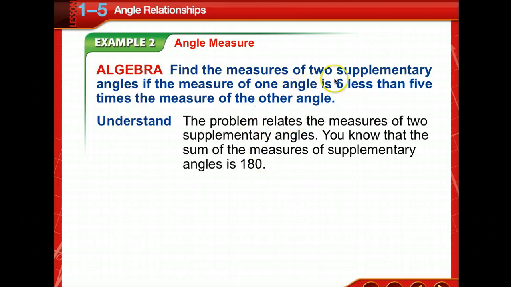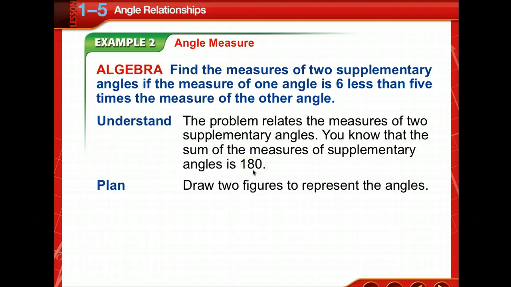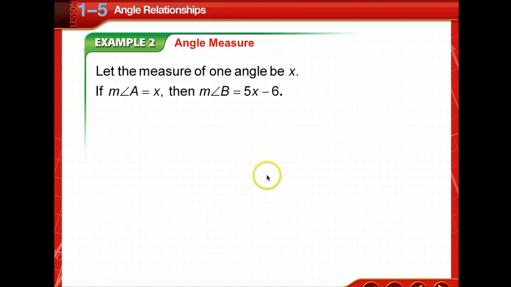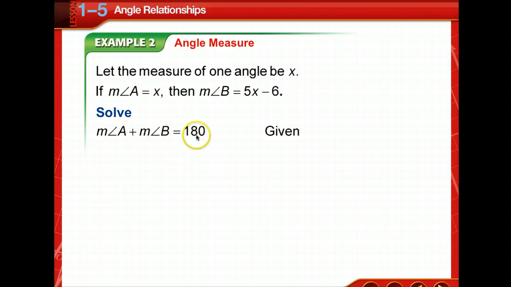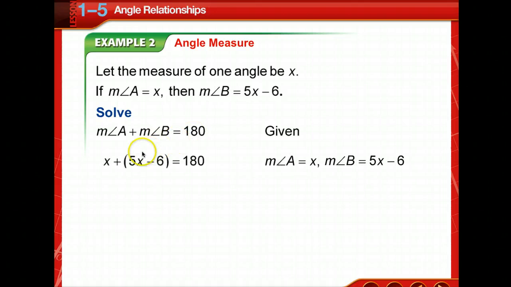So first of all, we need to know that supplementary means we're talking about a measurement of 180. If we draw the two figures, and we're going to let X represent one of them, so then the other one is 6 less than 5 times the measure of the other angle. Okay, so we know together that the measurement of angle A and the measurement of angle B is equal to 180. We're told they're supplementary. We know that the two measures together are going to equal 180.